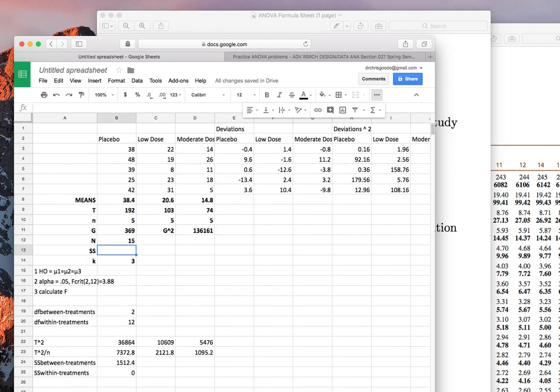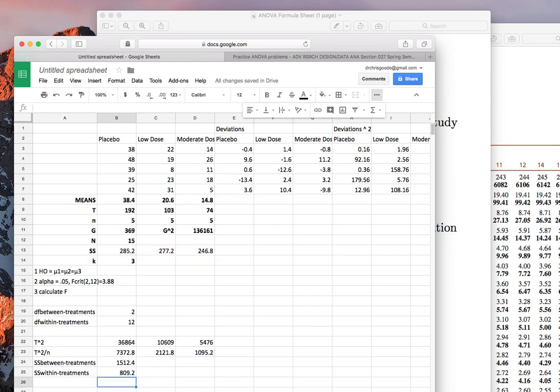Okay. We're going to sum within this group the squared deviations. Do not sum the deviations, sum the squared deviations. That's what SS is for. So you can just copy and paste those, and this sums the placebo squared deviations, this sums the low dose ones, and this one will sum the moderate dose ones. And so now to get sum of squares within treatments, it's already calculated because that references these three cells.